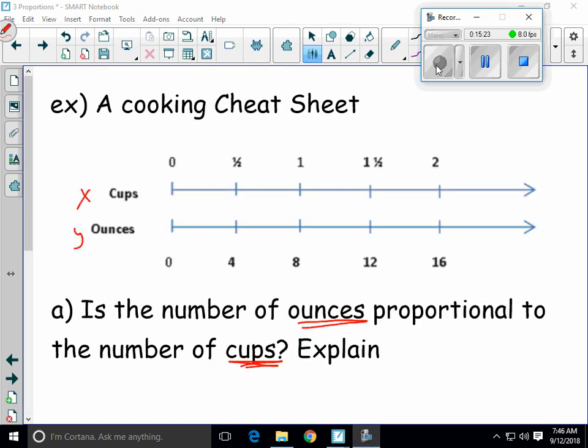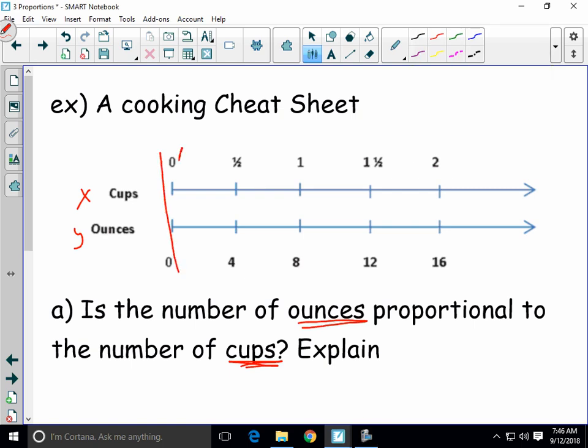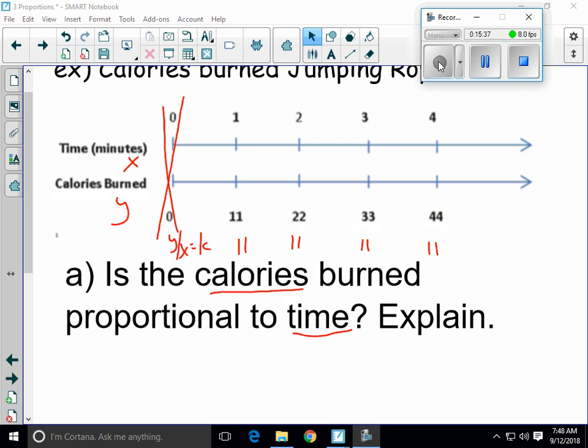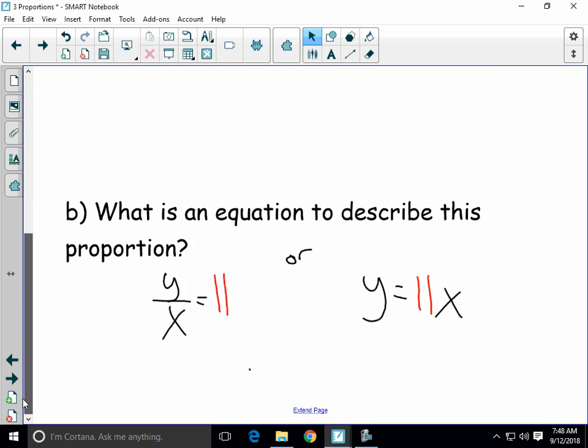Okay, and as you try this last one, just be careful. This first part of the table, you cannot divide 0 divided by 0. If you can't divide by 0 in math, you'll get an error message. So check if this last one is a proportion. Okay, this one is a proportion. Your constant is 11. And your two equations you could have written, y over x equals 11 or y equals 11x.